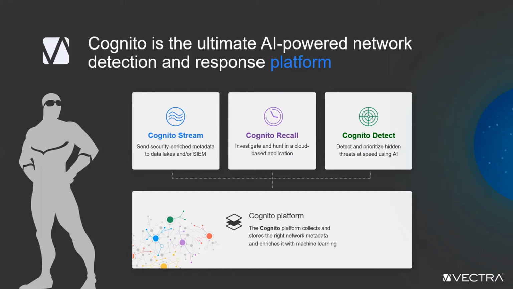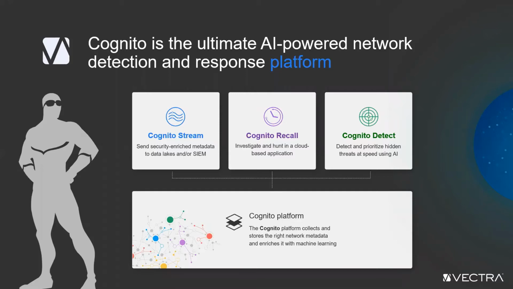We've also got Cognito Recall. Now this is Vectra's software as a service-based application in the cloud, and it's a data tool set for investigation and hunting. So it trawls through or gives you access to the metadata in the back end to be able to offer up further, deeper investigation.